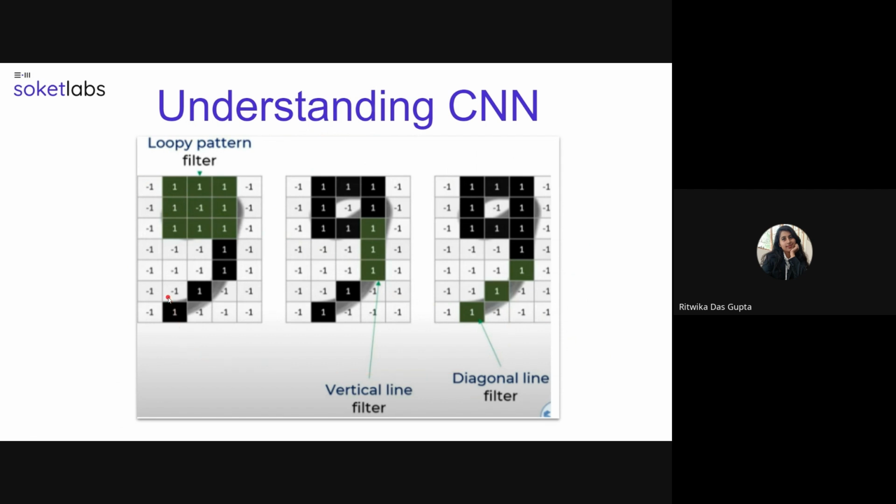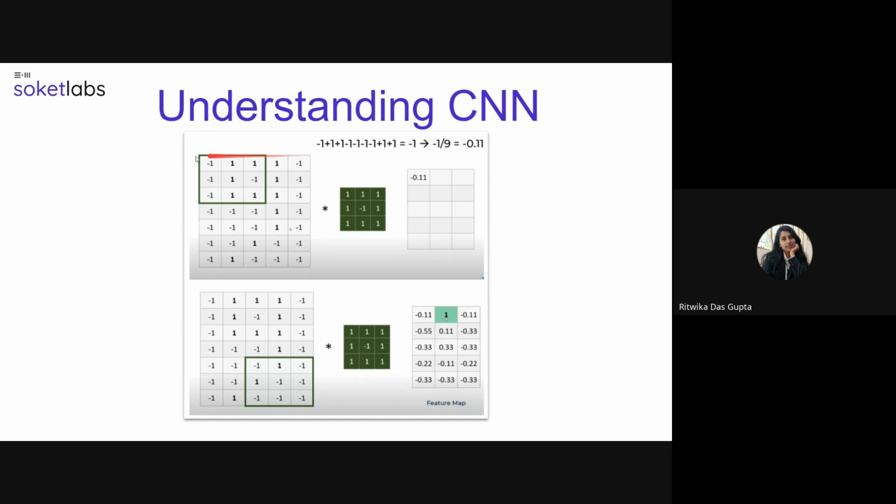Similarly, if we try to find a digit's image, we have the head of the digit, the between part, and then the diagonal part. These are denoted by matrices, and these matrices are called filters. The calculation happens like this: in a particular image, we traverse a 3 cross 3 matrix. The first 3 cross 3 matrix is taken and multiplied with the filter. This is the filter for the head. It is multiplied with the filter, divided by the number of numbers present here, and then we get the feature map.